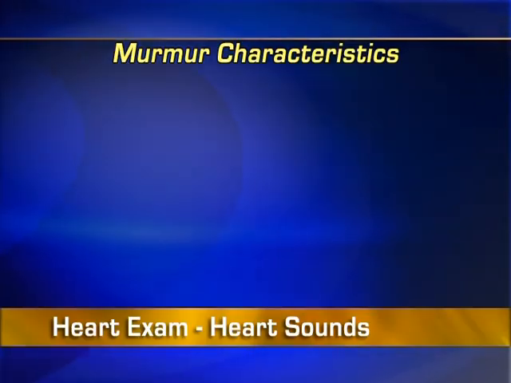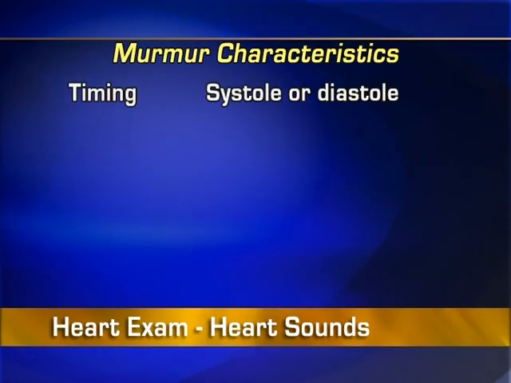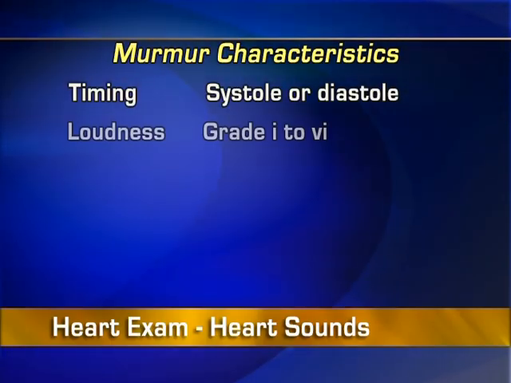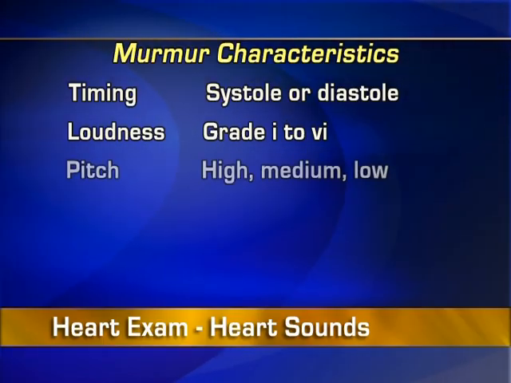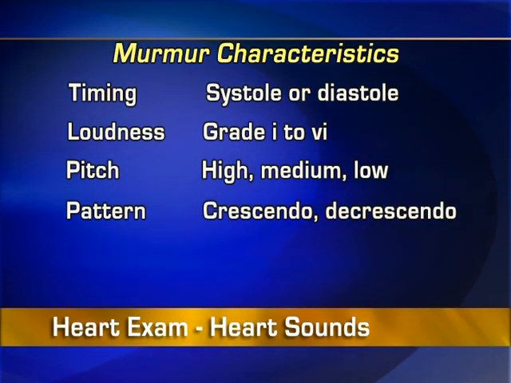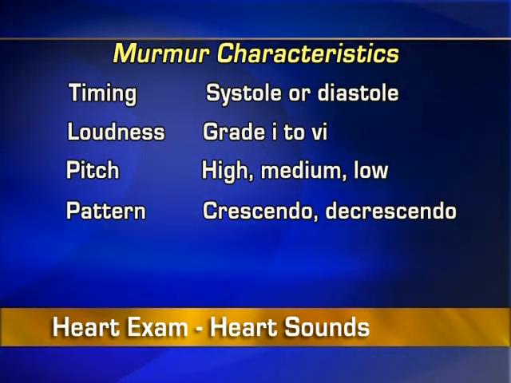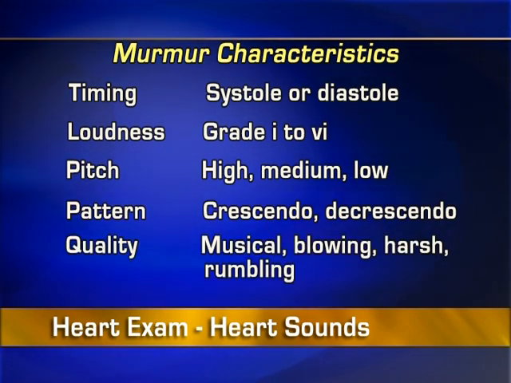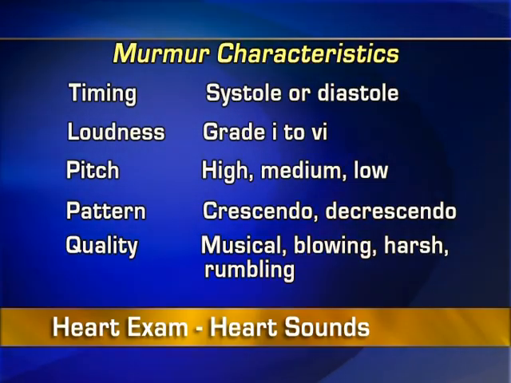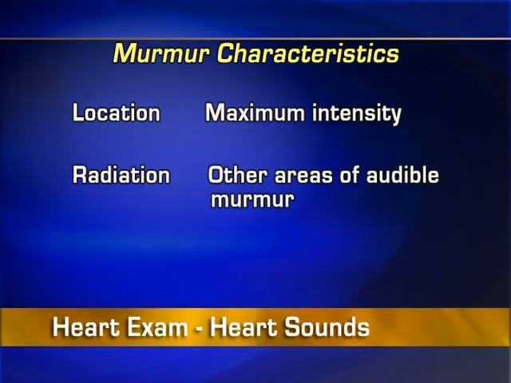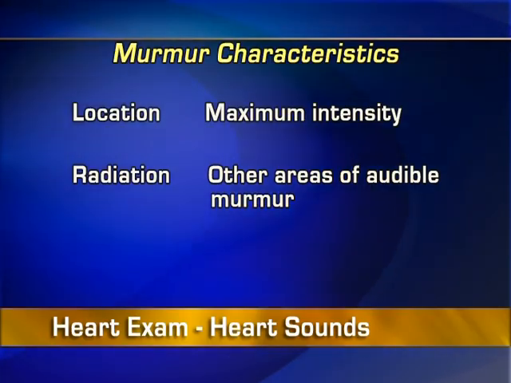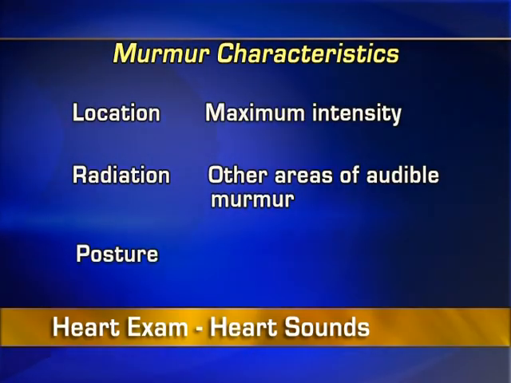If you detect a murmur, note its characteristics, which include timing, such as during systole or diastole; loudness, from grade 1, for barely audible, to grade 6, for audible even with the stethoscope lifted slightly off the chest; pitch, which may be high, medium, or low; pattern, such as crescendo, growing louder during the cardiac phase, or decrescendo; quality, which may be musical, blowing, harsh, or rumbling; location of the area of maximum murmur intensity; radiation, which includes areas where the murmur also is audible; and the person's posture when the murmur is heard.